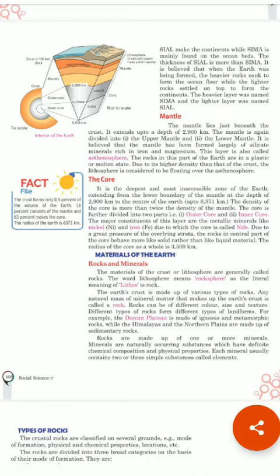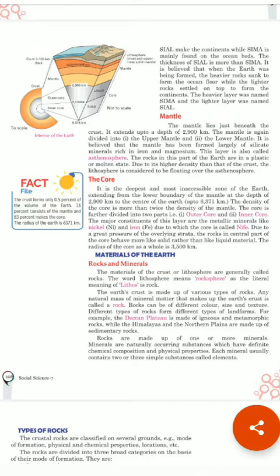Second, mantle. The mantle lies just beneath the crust. It extends up to a depth of 2900 kilometers. The mantle is again divided into two parts, upper mantle and lower mantle. It is believed that the mantle has been formed largely of silicate minerals rich in iron and magnesium. This layer is also called asthenosphere.